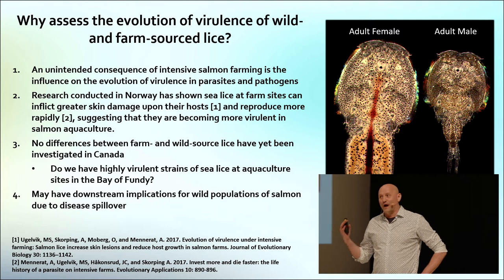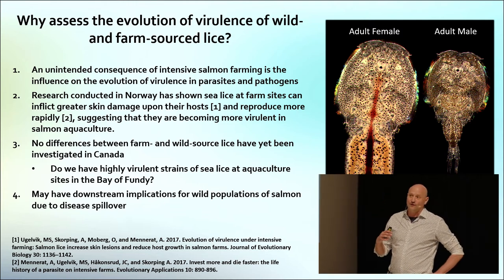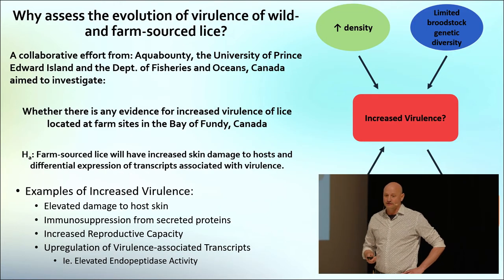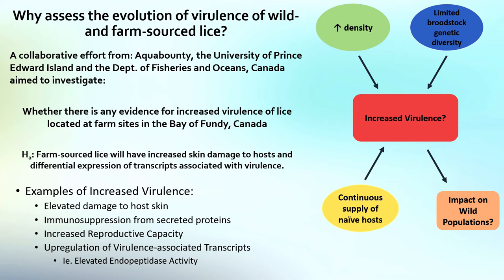The wild populations in Atlantic Canada are extremely low and at risk in pretty much every river system in Atlantic Canada, just for background. So this was a collaborative effort between Aqua Bounty, University of Prince Edward Island, Fisheries and Oceans Canada, with our hypothesis that farmed lice would have an increased impact or increased skin damage to their host based on some of these other findings.